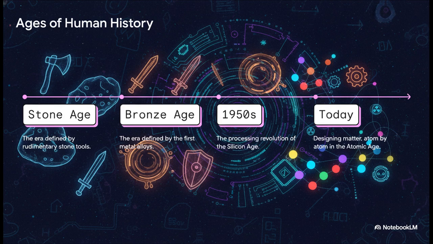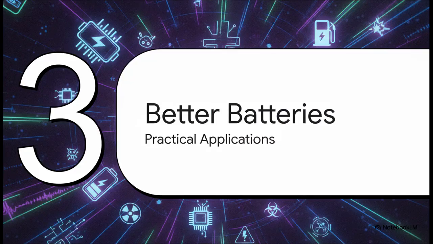But we're moving past that now. We aren't just finding materials in the dirt or printing circuits anymore. We are in a completely unique era. We're actually designing matter, atom by atom, exactly how we want it. Which leads right into part 3, building better batteries.